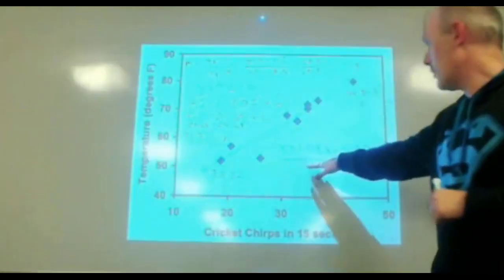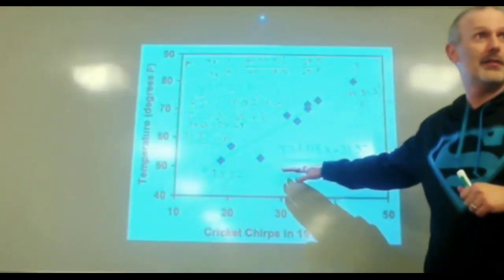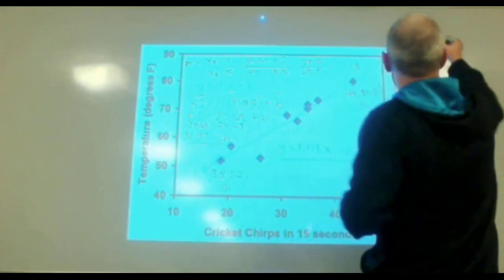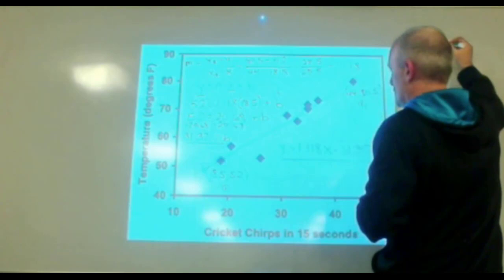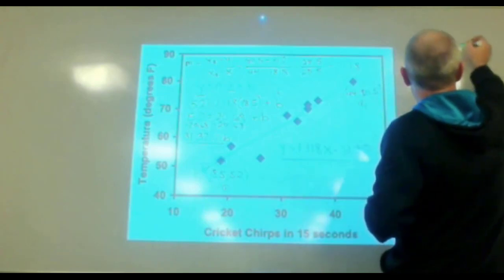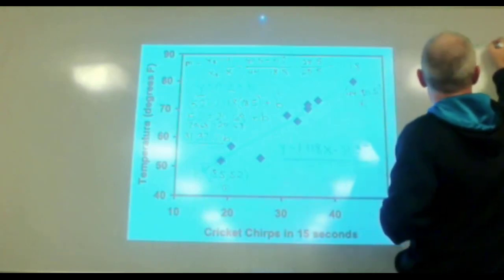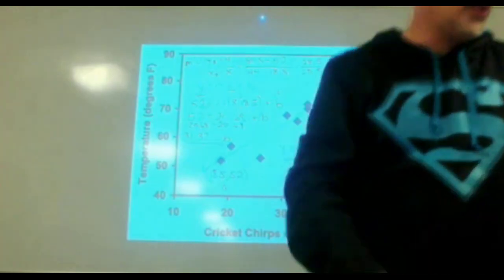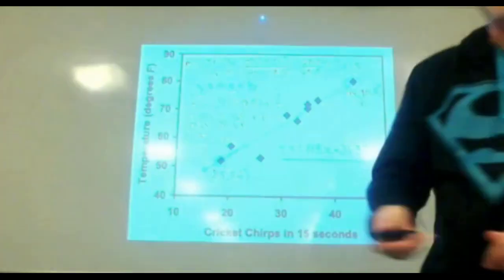Okay, so make sure this is written down because we're going to come back to this later on. In fact, I'm going to write it in the corner here so that I don't forget it. y equals 1.118x plus 31.32. All right, so we've got that taken care of.